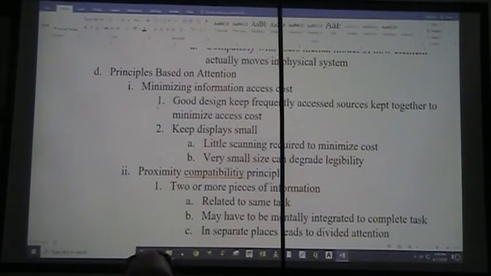We want to keep our displays small so that there's not much scanning. That way we're minimizing the cost to access the information. But we have to keep in mind it has to be big enough to be seen. If it's too small, we may not be able to see it. It may not be legible.